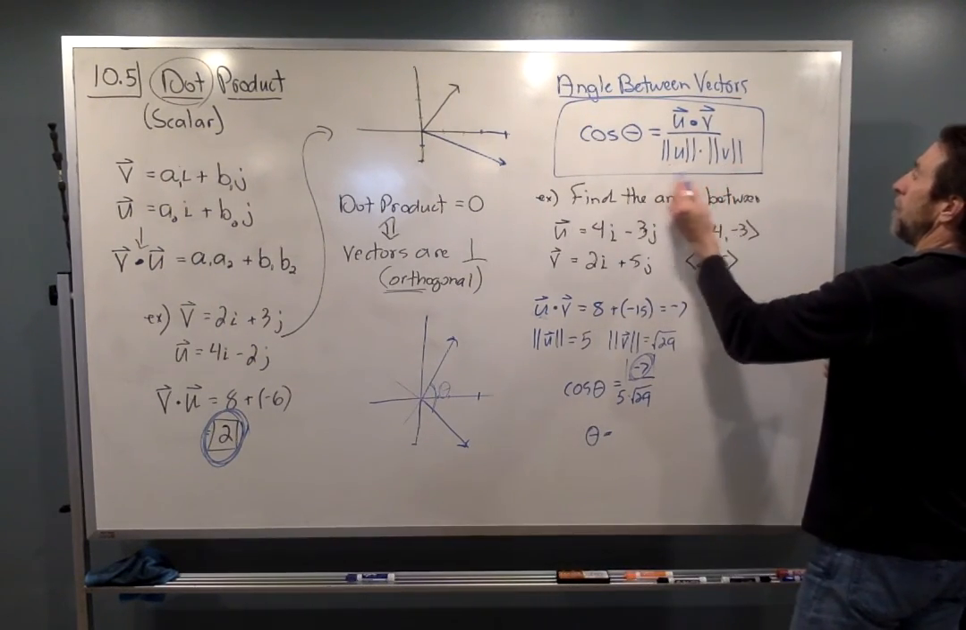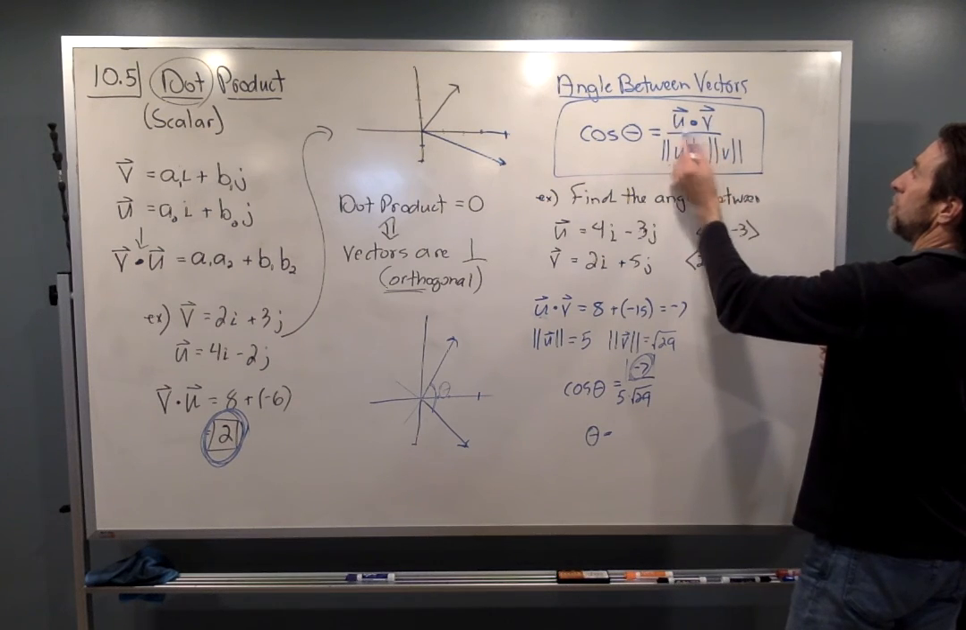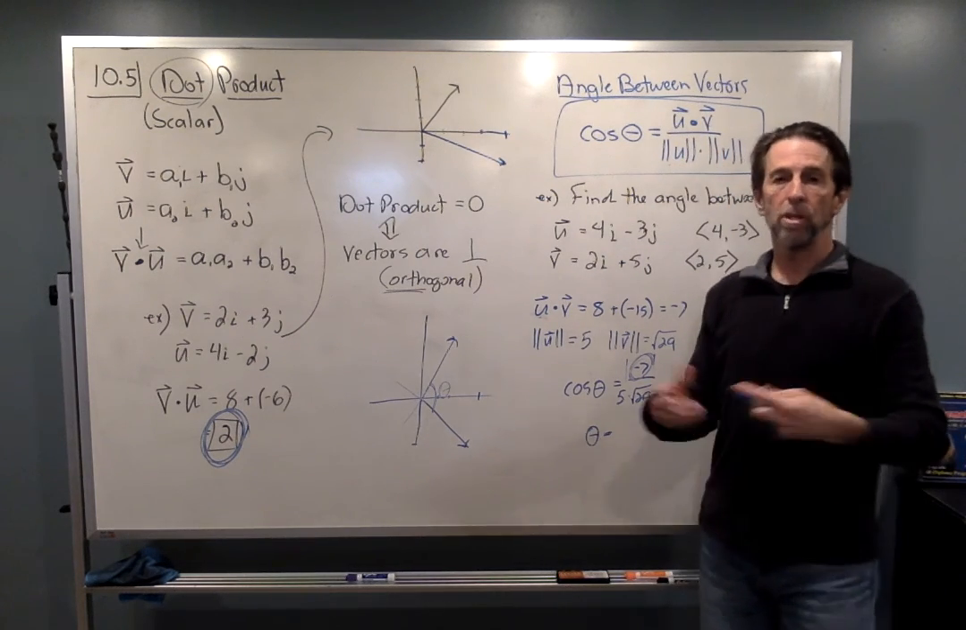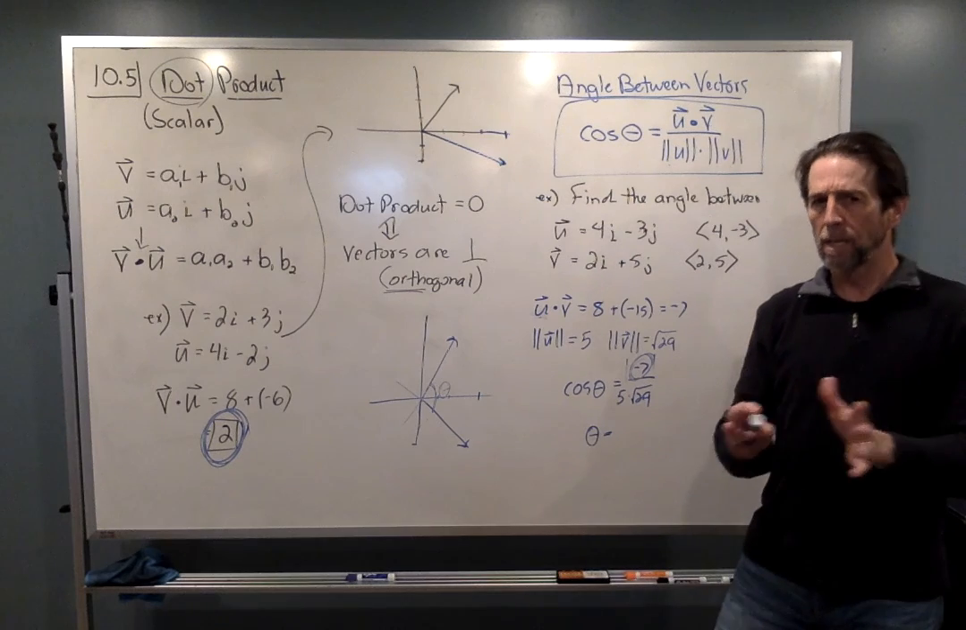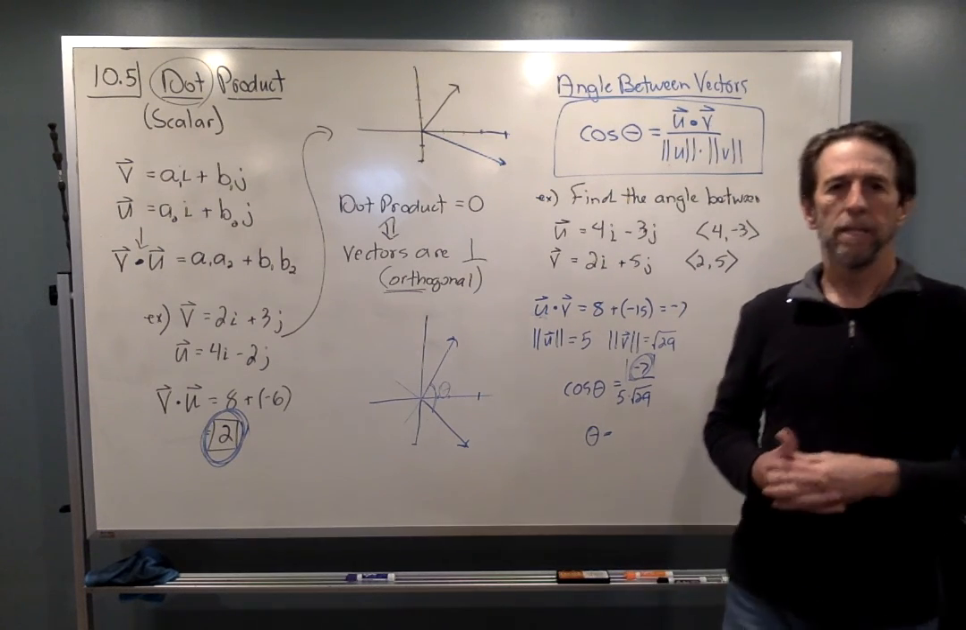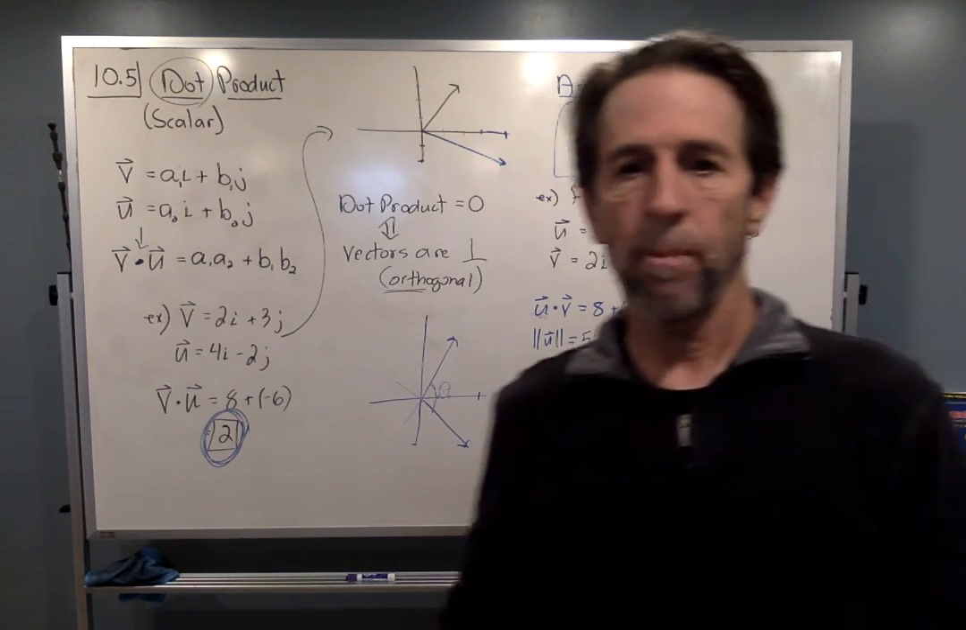This, of course, are the magnitudes. This involves the dot product. We then have to use inverse cosine. So again, it's a little bit of trig, but not very much. That's the basics of the dot product.